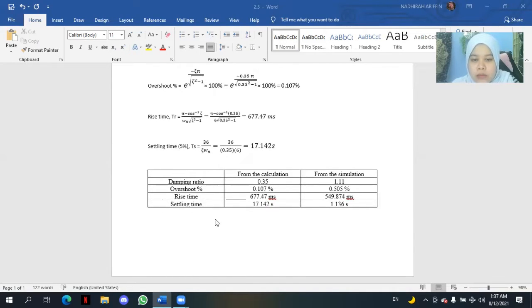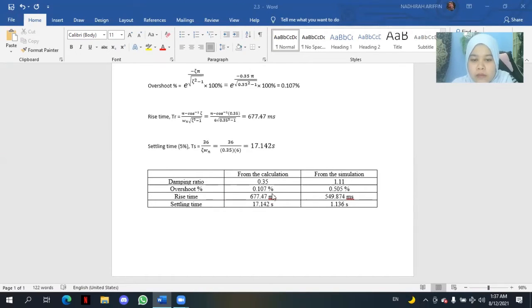So this is the table. We can see the difference between calculation and simulation. The damping ratio is 0.35 for the calculation, and from the simulation is 1.11. The overshoot percentage is 0.107% from the calculation, and for the simulation is 0.505%.